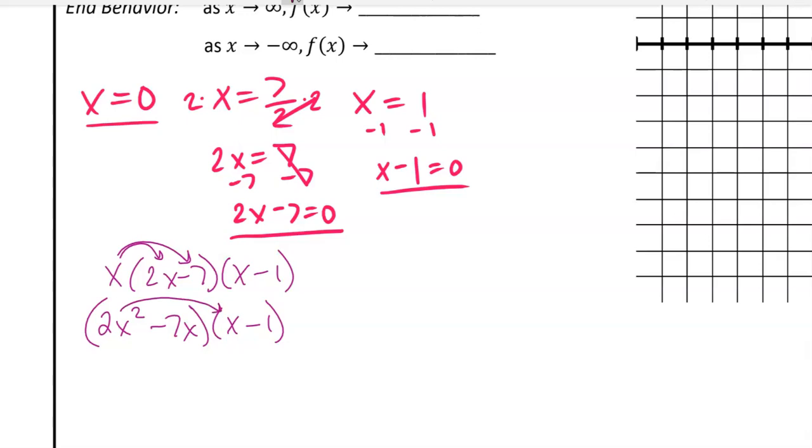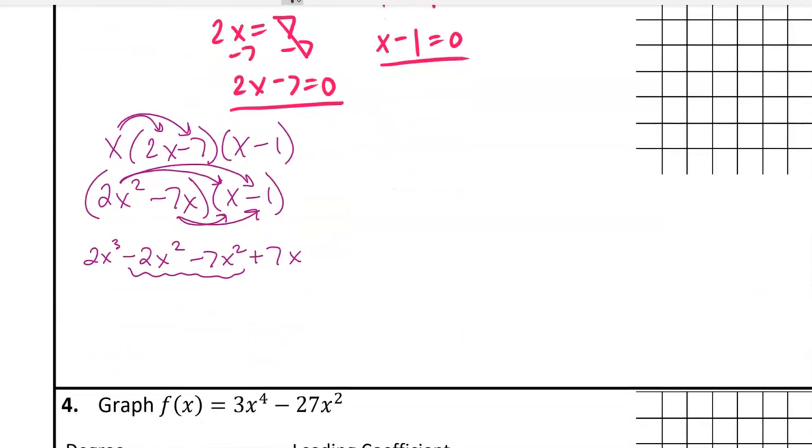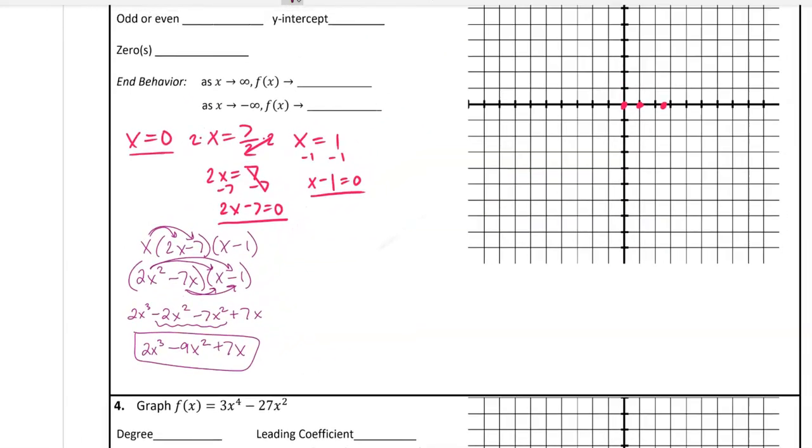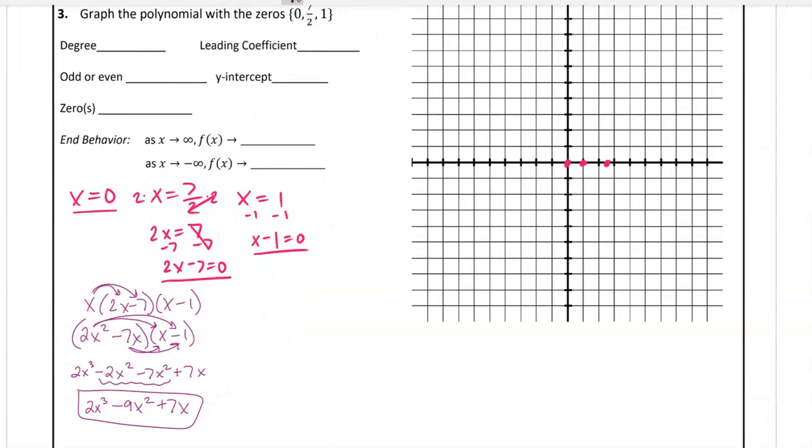2x squared times x is going to give us 2x cubed. 2x squared times negative 1 is negative 2x squared. And then negative 7x times x gives us negative 7x squared. And negative 7x times negative 1 is positive 7x. So this is our original polynomial. Well, actually not yet. We can combine these two because they're both x squared. So 7, 8, 9, that means we have 2x cubed minus 9x squared plus 7x. This is our original polynomial. We'll just zoom out.